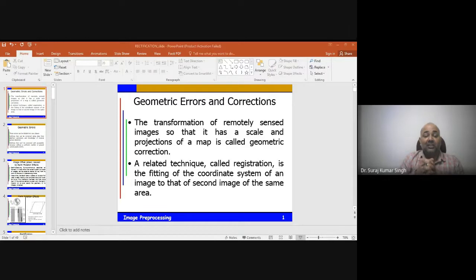So RMS error is expressed as distance in the source coordinate system. It is the distance in pixel width, how much it has deviated from its original location. So an RMS error of 2 means that the reference pixel is 2 pixels away from the retransformed pixel.